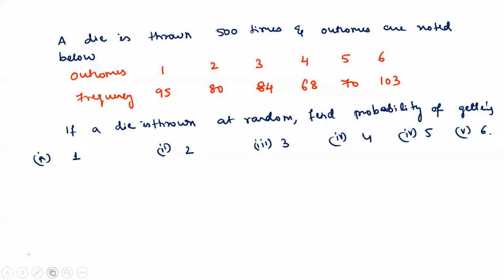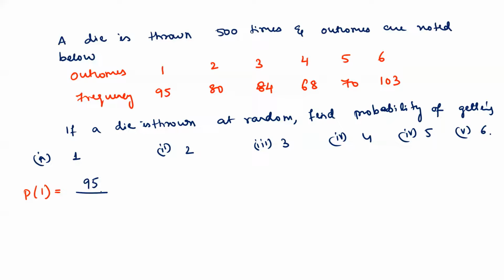So in this experiment, we have 6 events. I might get 1, 2, 3, 4, 5, but this is an empirical probability. So what is the probability of getting 1? It is the number of times I get 1. How many times have I got 1? 95 times. Out of 500 times I'm throwing a die, I get 1 95 times.